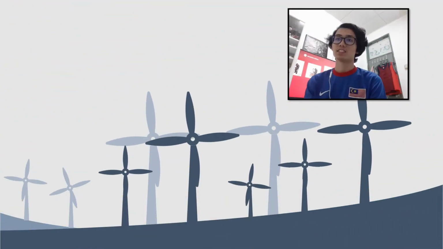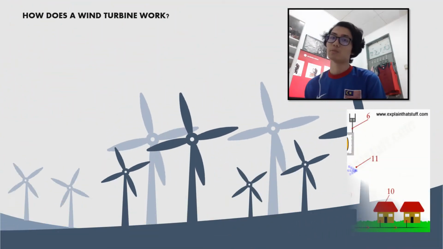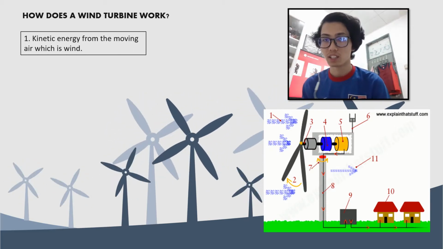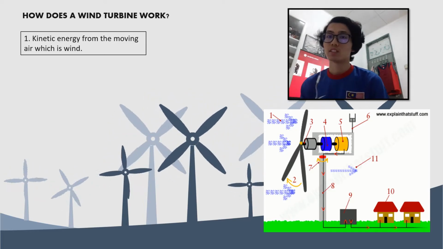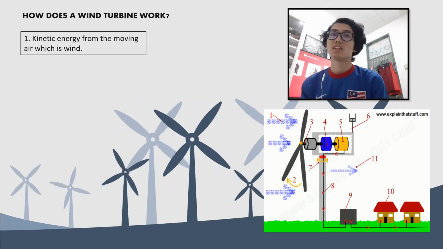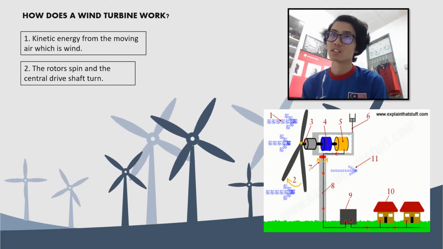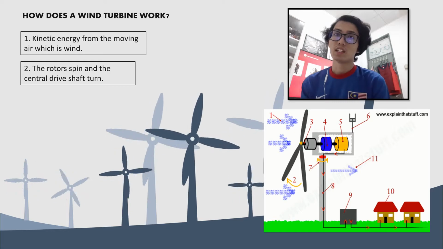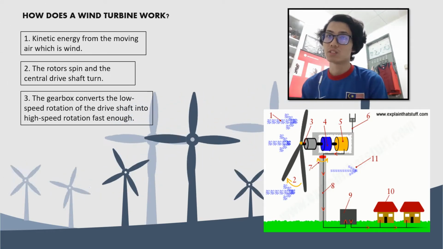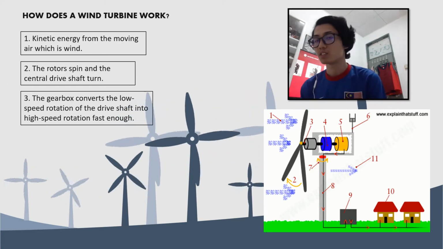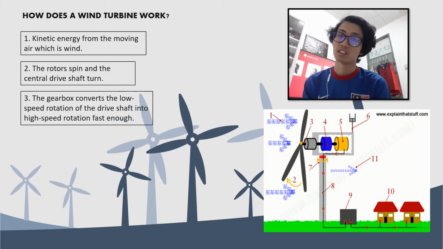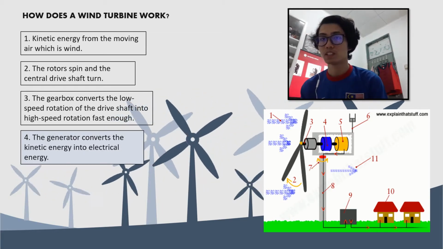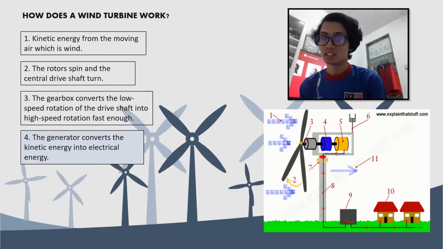Thank you. Okay, so now I'll explain how a wind turbine works. First, kinetic energy from the moving air, which is wind, blows into the wind turbine rotor blades. Then, the kinetic energy from the wind makes the rotor spin and the center drive shaft turn. After that, the gearbox inside the nacelle converts the low speed rotation of the drive into a high speed rotation, fast enough to start the generator efficiently. The generator then converts the kinetic energy from the spinning drive shaft into electrical energy.